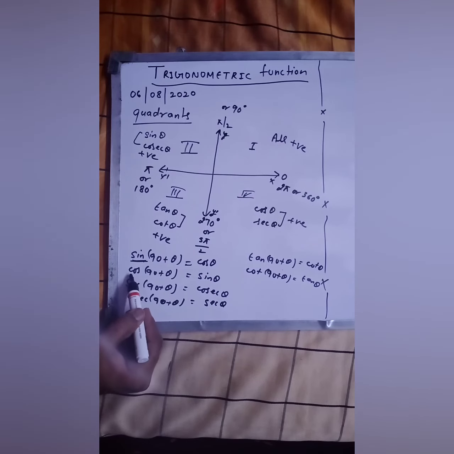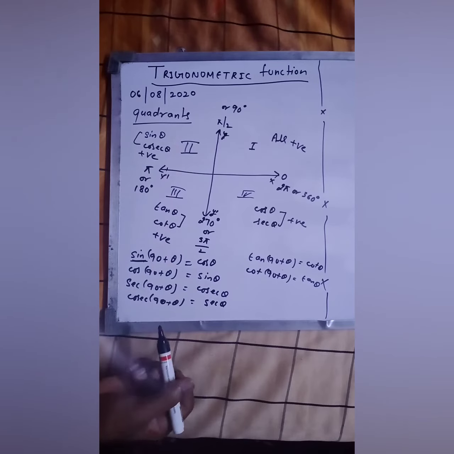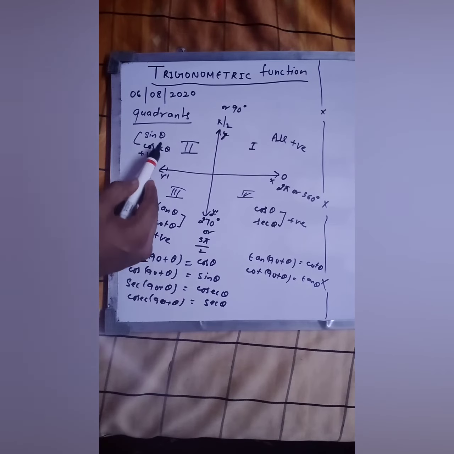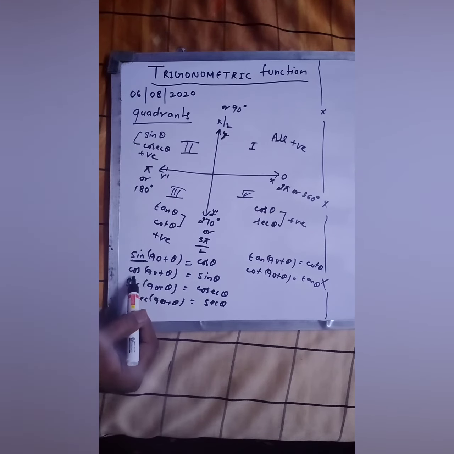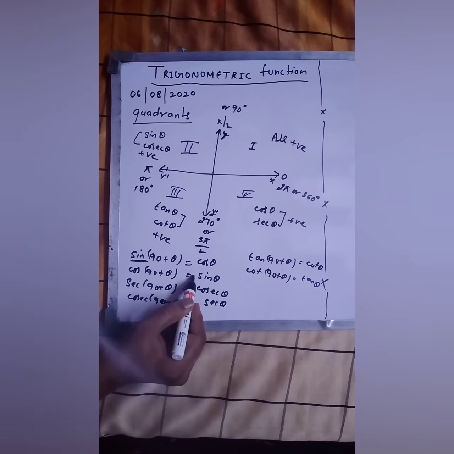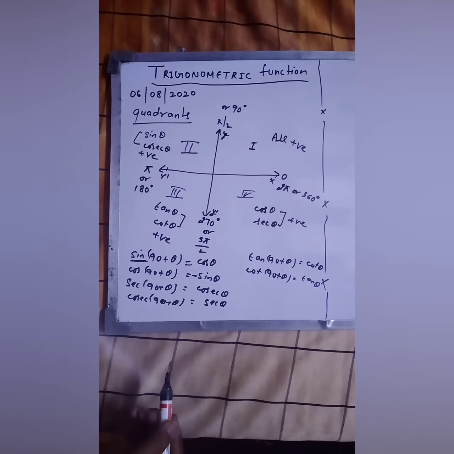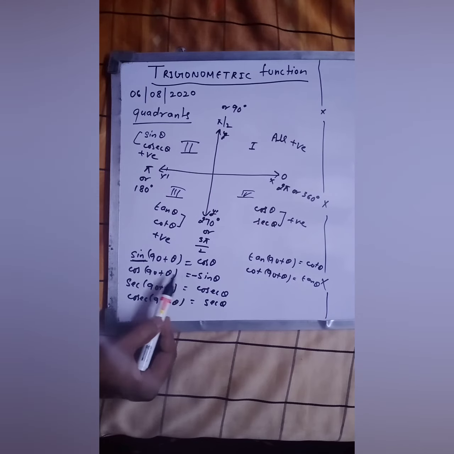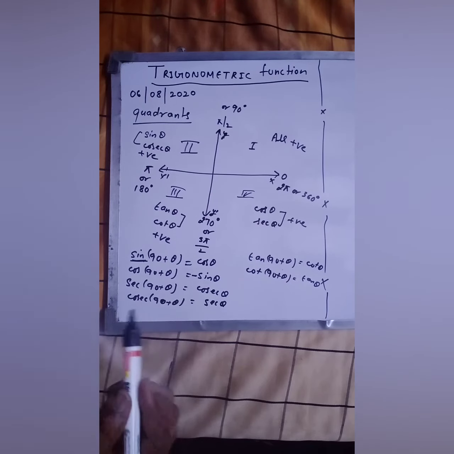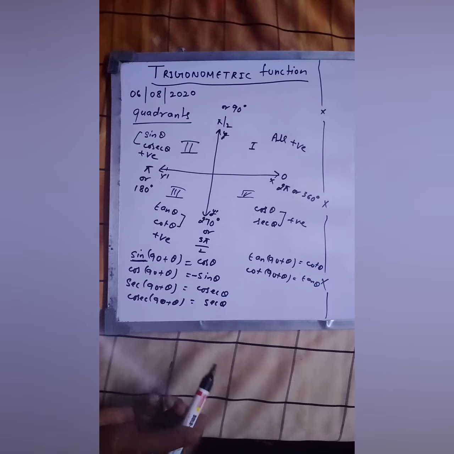Similarly here I'm writing cos 90 plus theta. Cos 90 plus theta means what? It is lying in the second quadrant. In the second quadrant cos is negative, because sine and cosec are positive and the rest of them are negative. So here I will write minus sine theta, because in the second quadrant cos is negative. So that's why the answer will be minus sine theta. Got it?